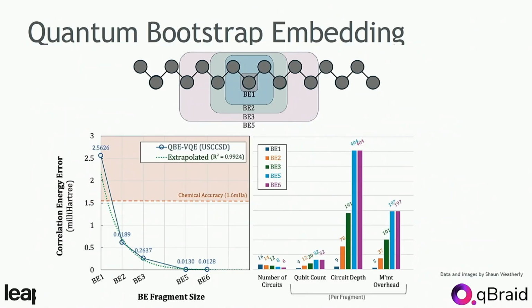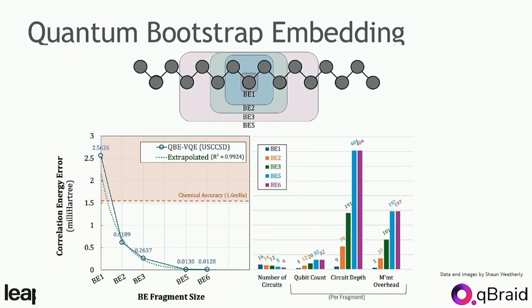And again, in the interest of time, I want to focus on one particular one, which is that as you improve your fragmentation, so BE1, BE2, etc., just refers to the degree of fragmentation. The number is the number of nearest neighbors you're including. And as you improve your fragmentation size, as you increase it, you see greater accuracy trends. Now, of course, that translates to increased circuit depths, increased measurement overhead, but it's an interesting result to show the accuracy trends as we increase our fragment sizes.